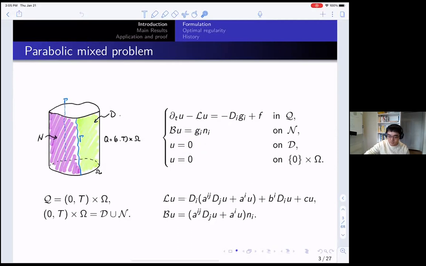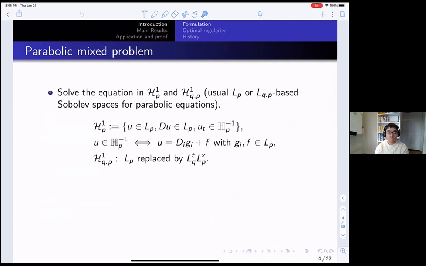And we are going to solve this problem for weak solutions, so in H^1_p or H^1_{q,p}. These spaces are the usual L_p or L_{q,p} based Sobolev spaces for parabolic equations, weak solutions. And H^1_p is like W^1_p for elliptic. So u in L_p, Du in L_p, and some condition on u_t, which is required for parabolic equations. And H^1_{q,p} is the mixed norm space.